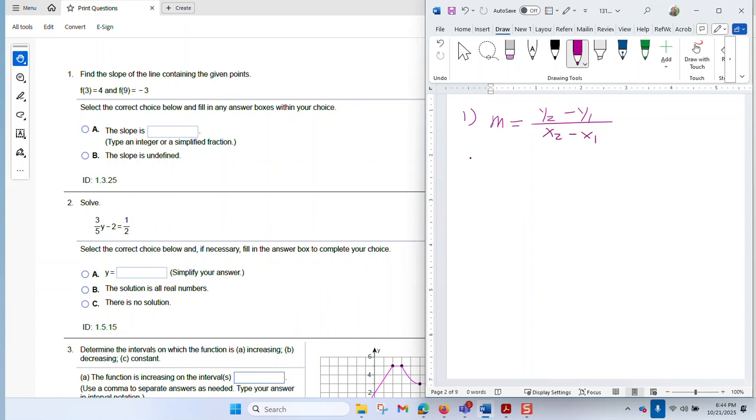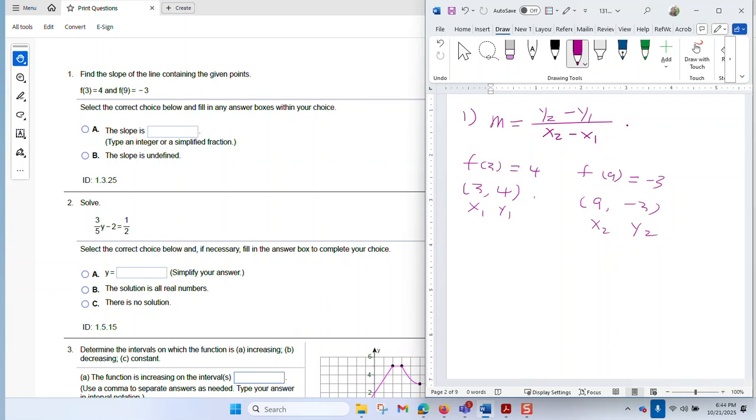And what does this one mean? This is function notation. So f(3) equals 4. That means the first point is when x equals 3, y is 4, so this will be x1, y1. And f(9) equals -3. That means this is another point, when x equals 9, y is -3, so this will be x2, y2.